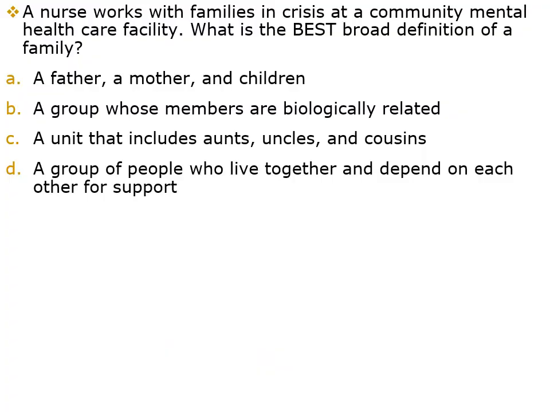A nurse works with families in crisis at a community mental health care facility. What is the best broad definition of family? A. A mother and a father and children. B. A group whose members are biologically related. C. A unit that includes aunts, uncles, and cousins. And D. A group of people who live together and depend on each other for support.